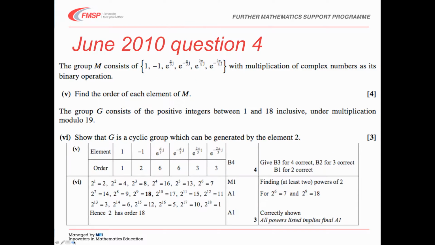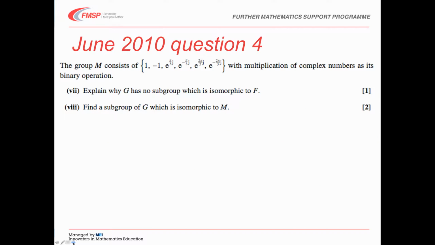Okay, in case you couldn't read any of those, I've got the mark scheme here, which shows you how you get the marks. So finding at least 2 powers, you get 1 mark. There are 2 specific ones they want you to get to: 2 to the power 6 and 2 to the power 18, and that's going to be relevant in a minute, and you get your order 18. Okay, we might come back to that table in a minute because we need to think of subgroups of that. So the first thing is explain why G has no subgroup that is isomorphic to F.